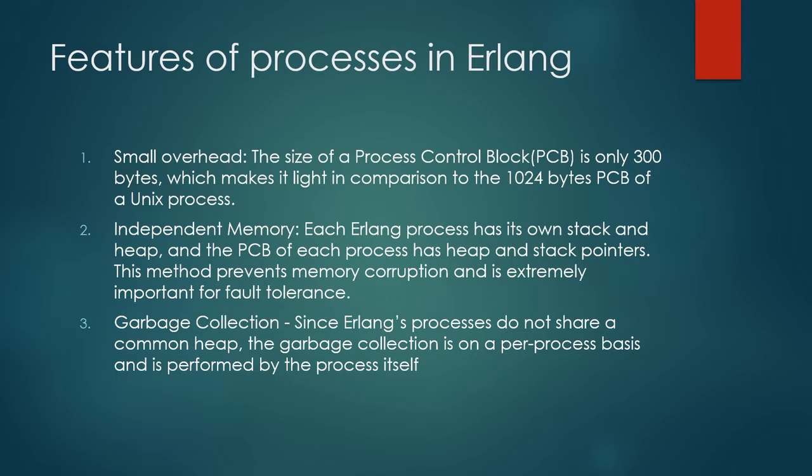In this slide, we will talk about the different characteristics of a process in Erlang. Each Erlang process has a small overhead because the size of a process control block, also called PCB, is only 300 bytes, which makes it light in comparison to the 1024 bytes of a Unix process. Each process in Erlang has its own independent memory because each process has its own stack and heap, and the process control block of each process has these heap and stack pointers. This method prevents memory corruption, and it's extremely important for fault tolerance.